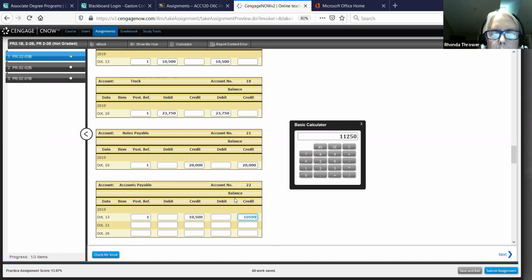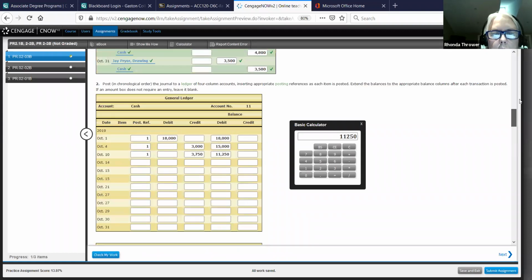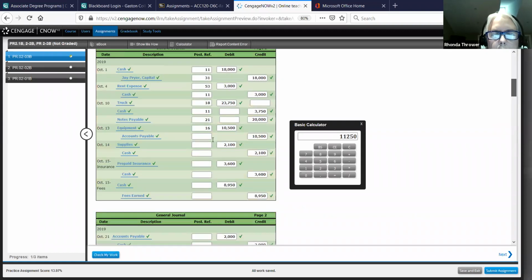So you have to put it on the credit side for the balance. Again, this is a debit, this is a credit. They stand for the balance columns. Accounts payable will always have a credit balance. If it doesn't, something's wrong with it. Pick up 22. Put that in there, and you're through posting that transaction.